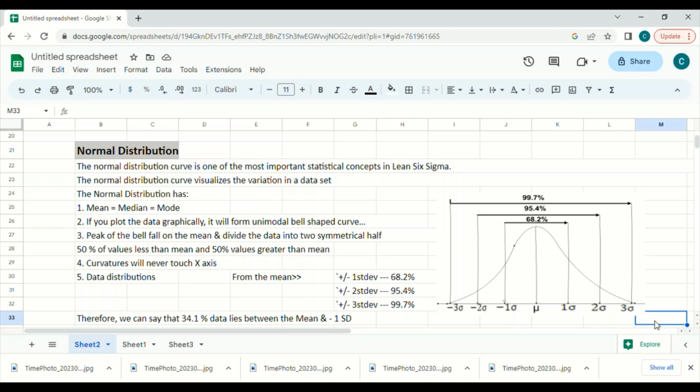Normal distribution forms a unimodal bell-shaped curve where mean, median and mode are equal. The peak of the bell falls on the mean and divides the data into two symmetrical halves. That means 50% of data are less than the mean and 50% of data are greater than the mean.